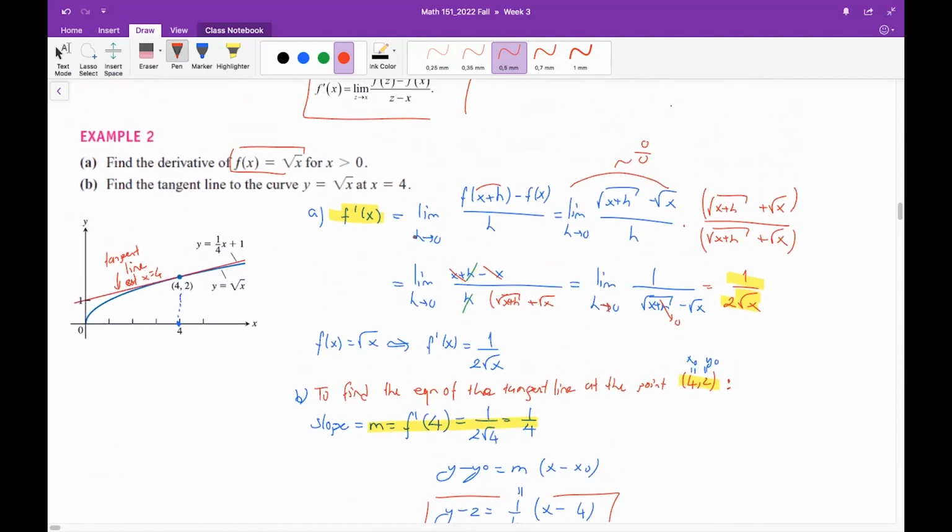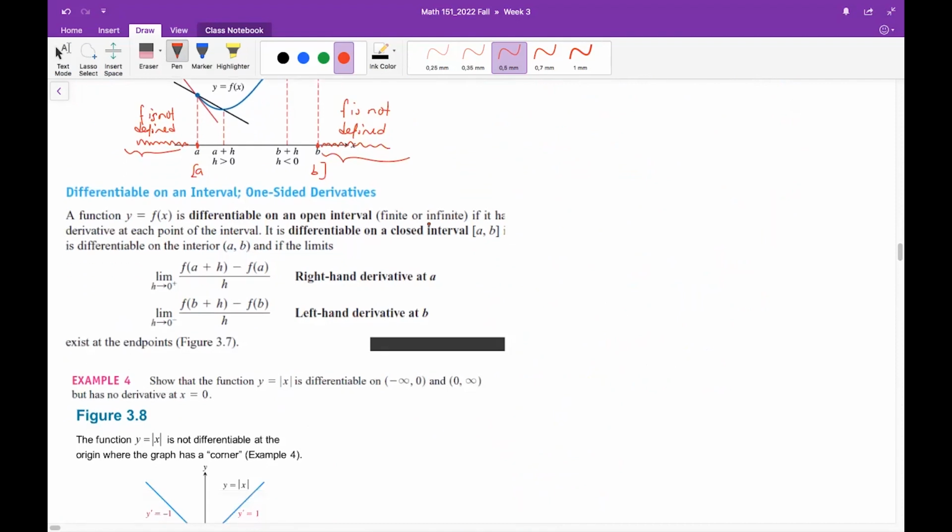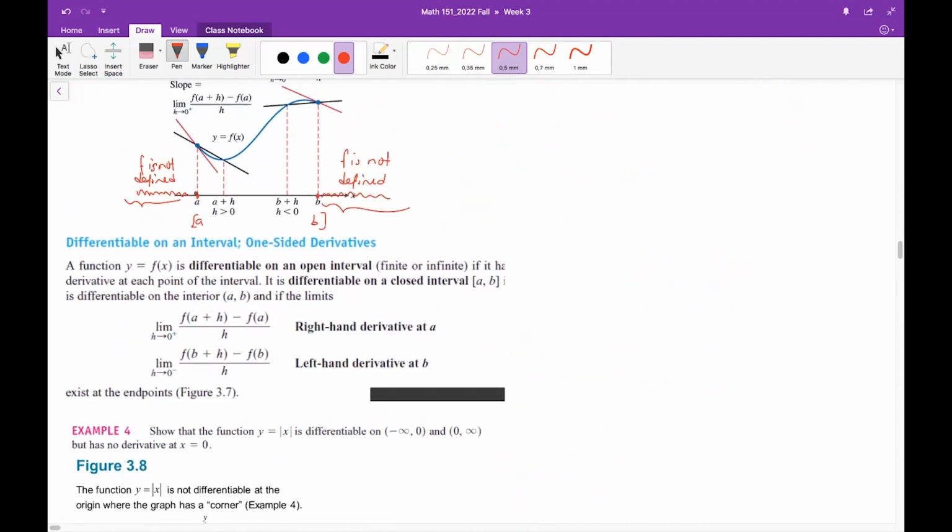Instead of h goes to 0, we will say that if you are looking at the derivative of your function at this left-hand point, you see h is bigger than 0, so you can send h to 0 from the right direction, okay? So if you are looking at this point, h goes to 0 from right, and if you are interested in the right-hand point, then you send h to 0 from left.